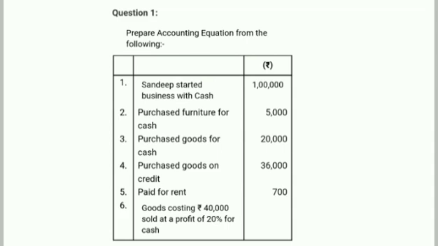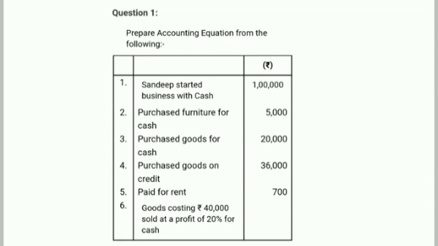Next step, purchase goods on credit. Now in this point the goods are coming into the business but the cash is not going out. Rather, a liability is being created, known as creditors. Next, paid for rent. Whenever we are paying any expense, let it be rent, salary or anything, it is a deduction in the cash balance of the account as well as a reduction in the capital. So it will be deducted both from cash and capital.